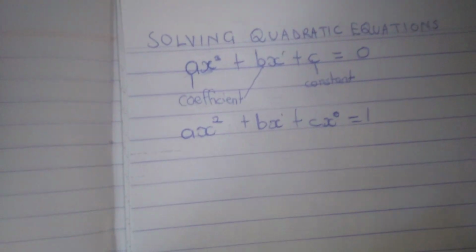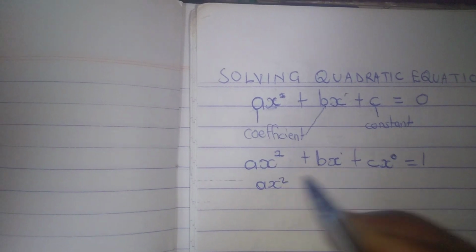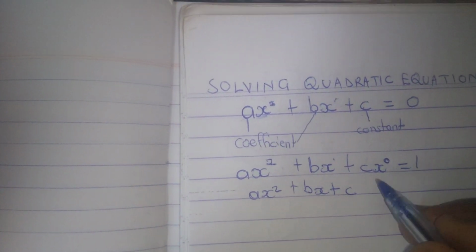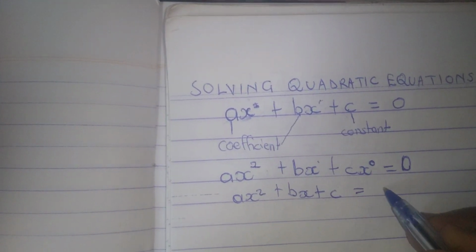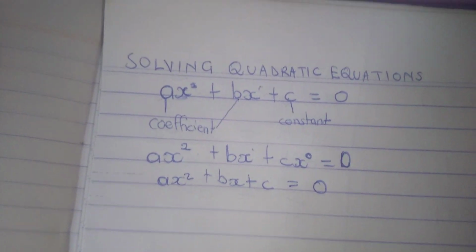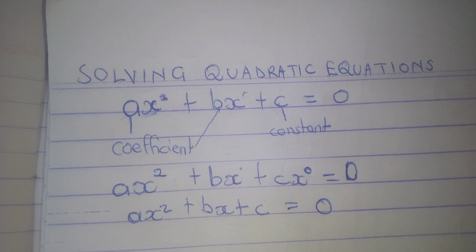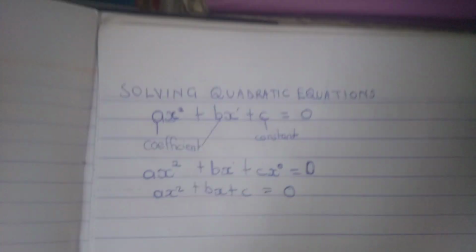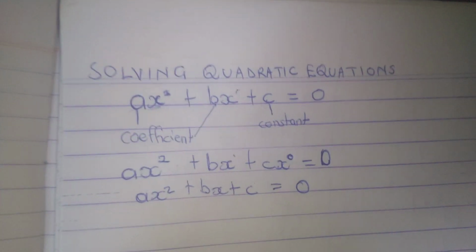Simply, all quadratic equations should be in the form of ax squared plus bx plus c equals 0. That's how we can identify that this is a quadratic equation. The highest power should always be 2. Is it okay? So there are many ways of solving quadratic equations.